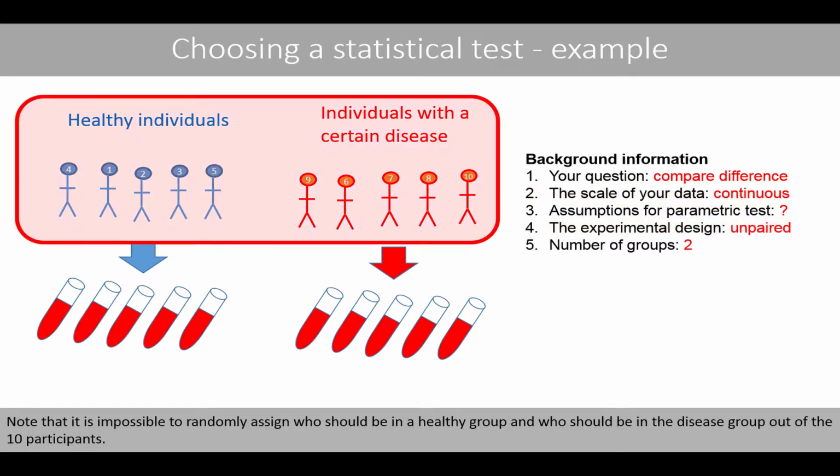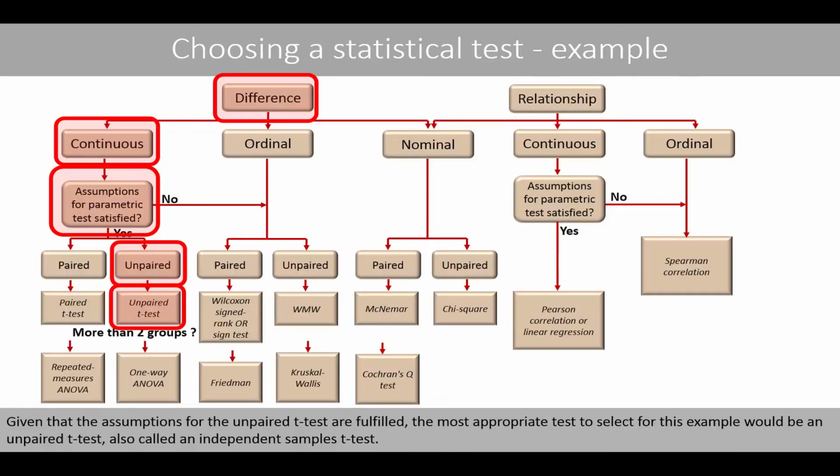Note that it is impossible to randomly assign who should be in the healthy group and who should be in the disease group out of the 10 participants. Given that the assumptions for the unpaired t-test are fulfilled, the most appropriate test to select for this example would be an unpaired t-test, also called an independent samples t-test.